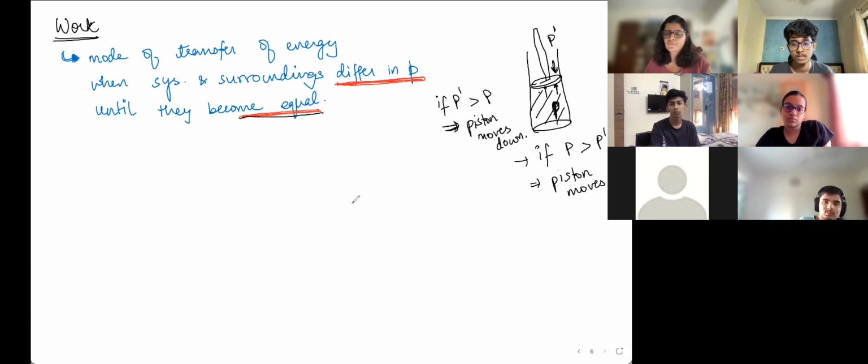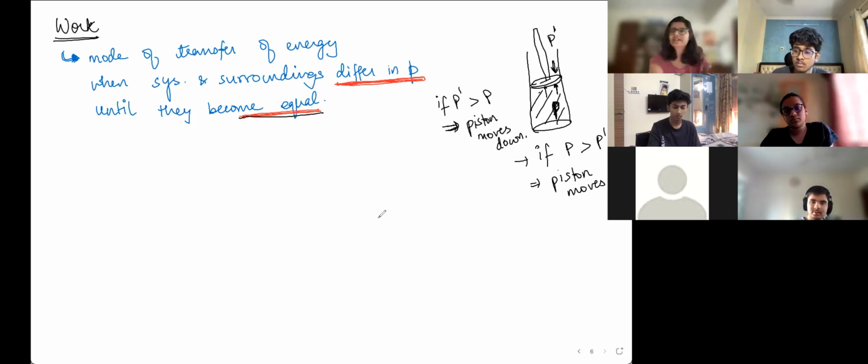Okay. But if it is just generally unequal, then it won't stay still. Wherever the pressure is more, it's going to end up pushing, and if you push, that is work.